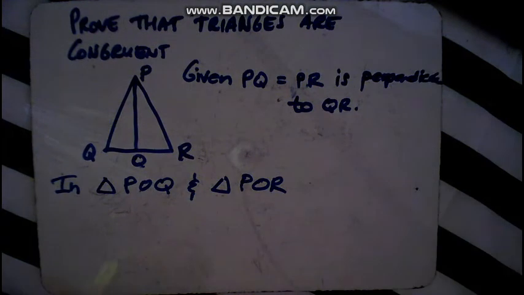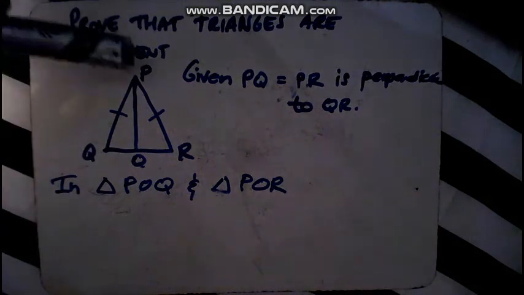We should mark that on our diagram. These marks mean that those two sides are equal to each other, so we know that that's an isosceles triangle. So we can always start off with the given. So let's write our first given statement, that PQ is equal to QR.